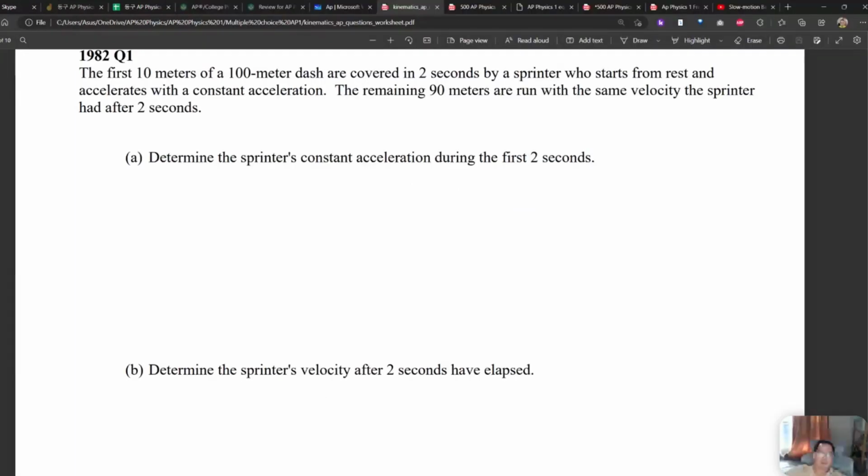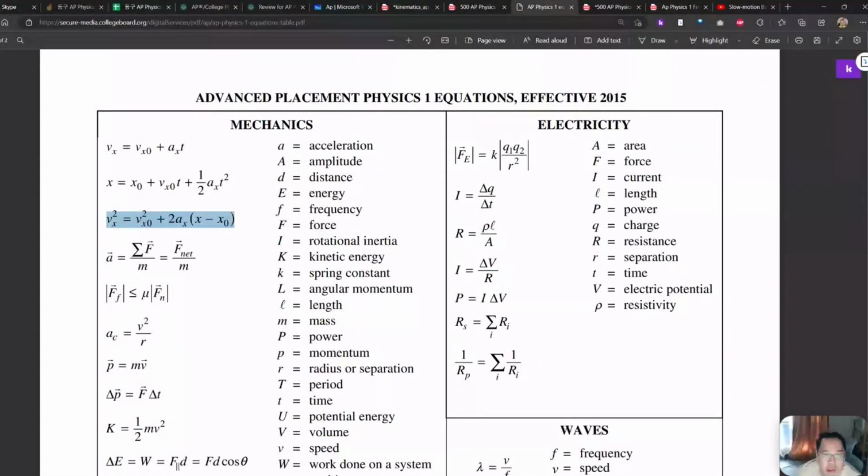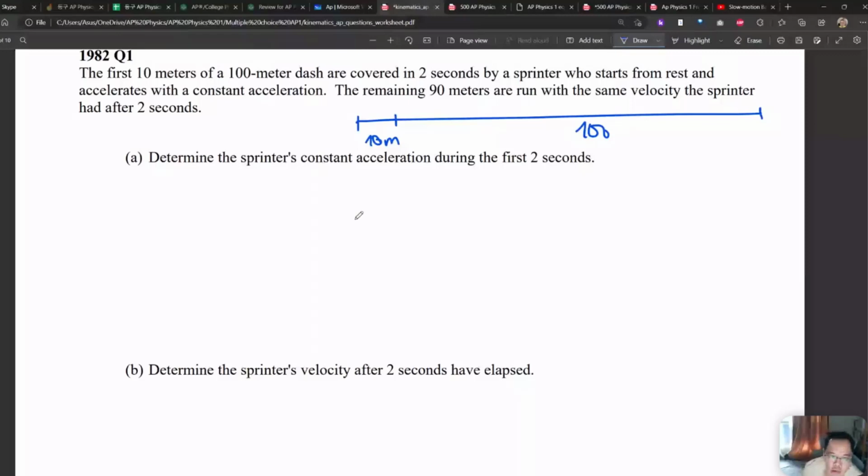Teacher, can you explain this one? The sprinter started running and accelerated from 0 to a certain velocity. Only during the first 10 meters of the total 100 meters she accelerates, and the last 90 meters she runs with a constant velocity. The first question: determine her acceleration. We will need to use the third equation in the formula sheet here, because we know the distance that she runs, which is 10 meters.